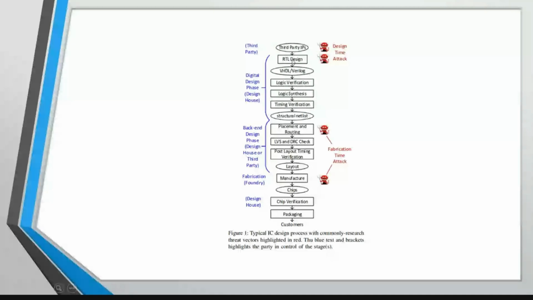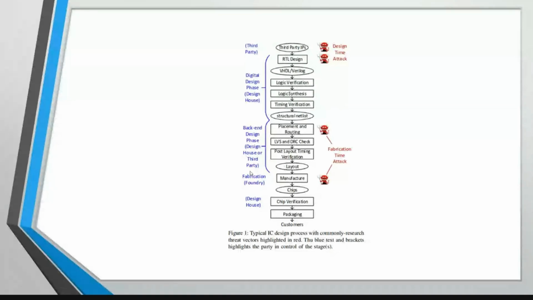So after RTL has been designed for each of the modules, then logical verification, synthesis, timing verification and all this will happen. This all comes under front end. From RTL design until placement and routing, everything comes under front end. Back end is where physical design engineers will do placement, routing, LVS, DRC checks, post-layout timing verification, layout, and after layout, it will go on to the manufacturer.